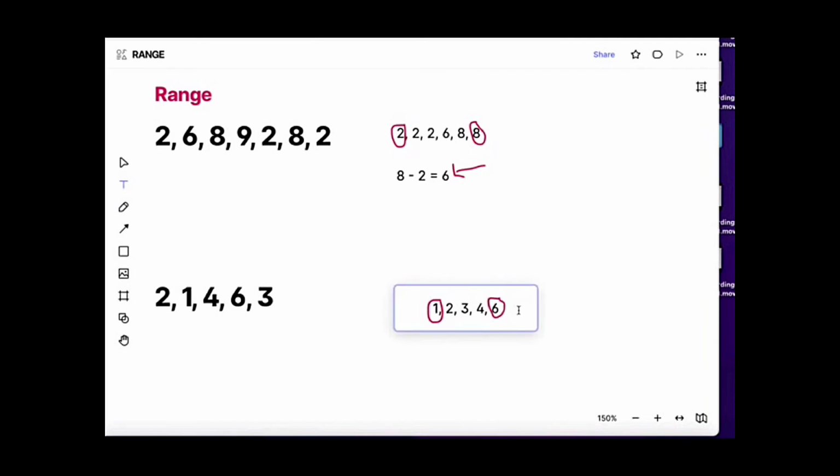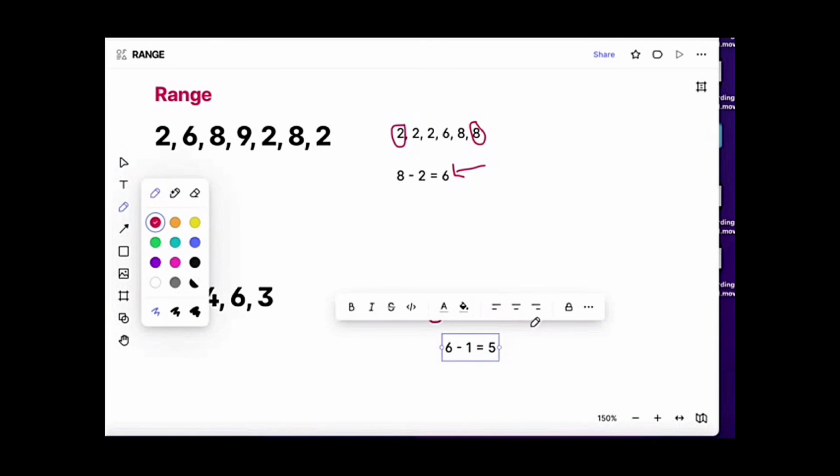Okay, what do we do next? Well, now we need to do our subtracting. So we're going to grab our 6, and we're going to subtract our lowest number, which is a 1. And that gives us a 5. So the range is 5. That is how you calculate a range.